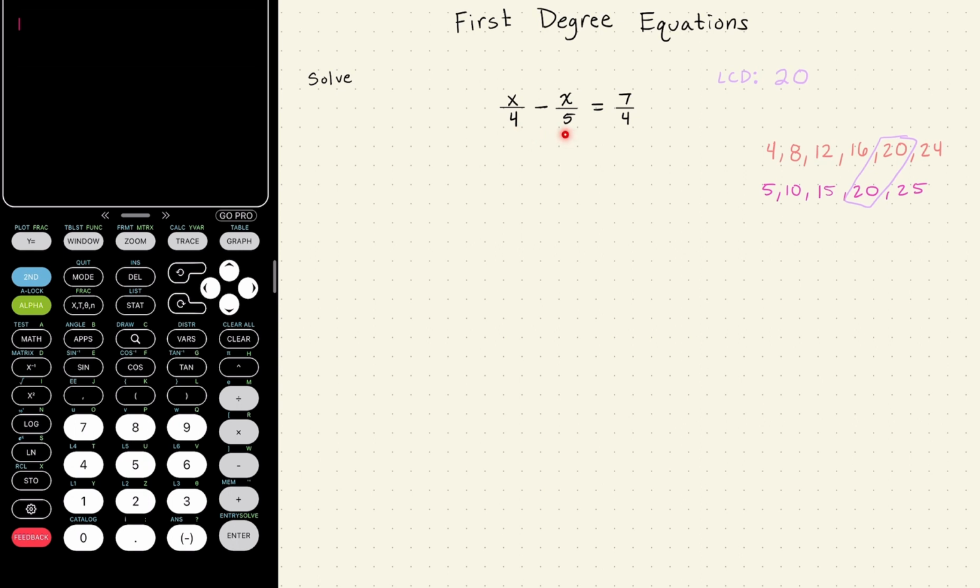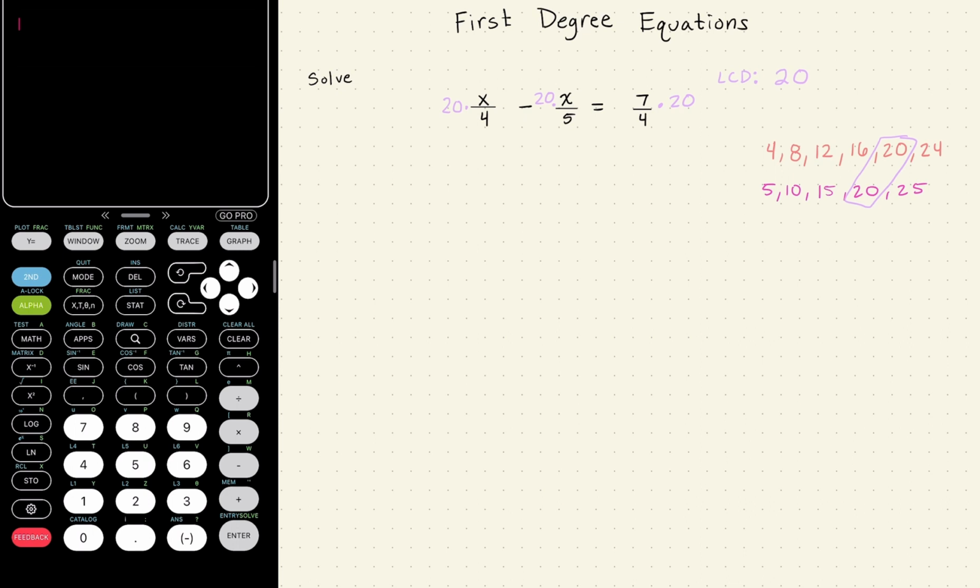So we're going to take 20 and multiply it by the first term. I'm going to give myself a little bit more room. We take the LCD of 20 and multiply it by the first term, by the second term, and on the other side of the equal sign, we also multiply by the LCD.